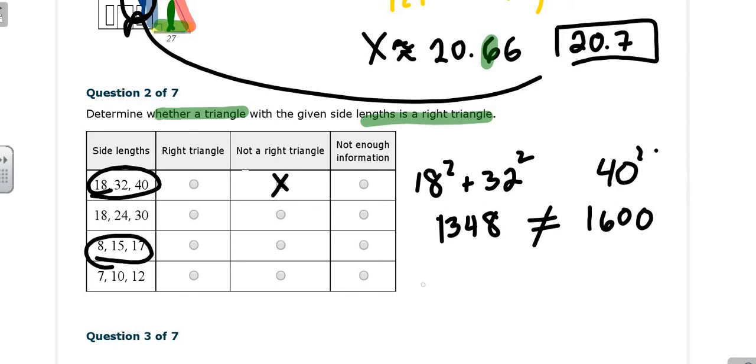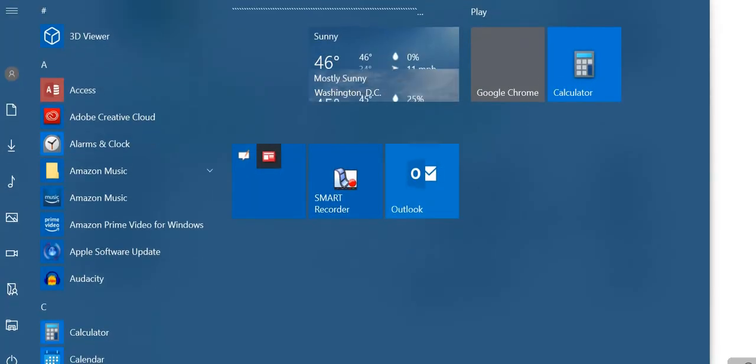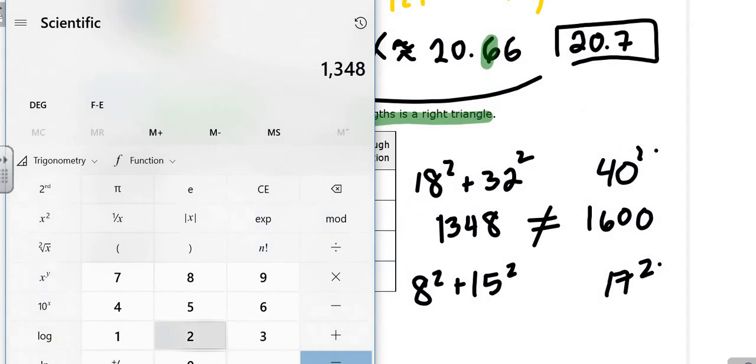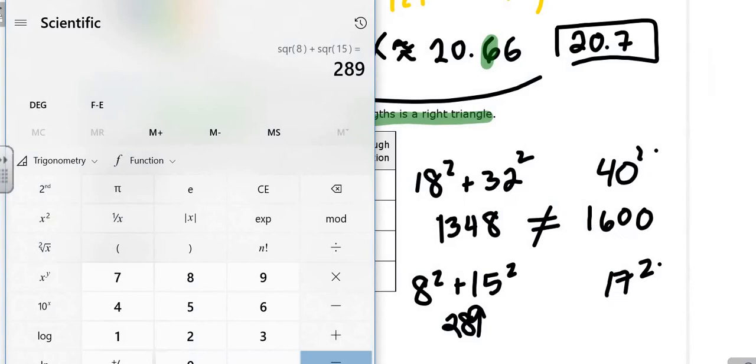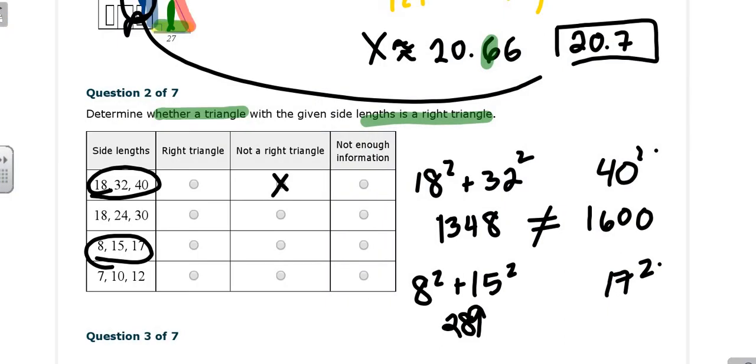Let's try this one. 8 squared plus 15 squared and 17 squared. So we have here 8 squared plus 15 squared. I get 289. And then 17 squared, let's check that. 17 squared is 289. That works. So this one is, yes, a right triangle.